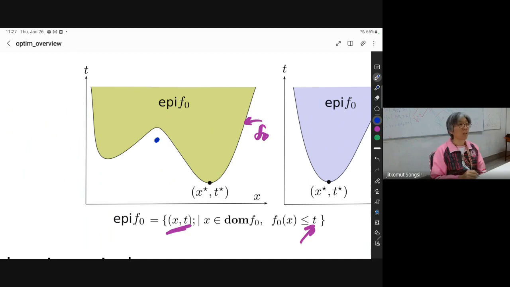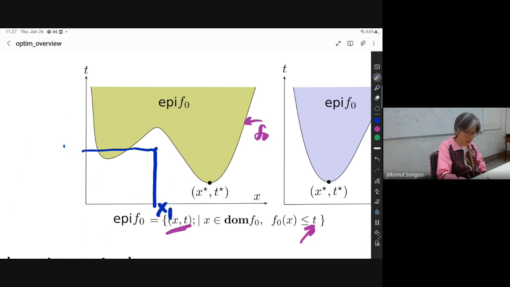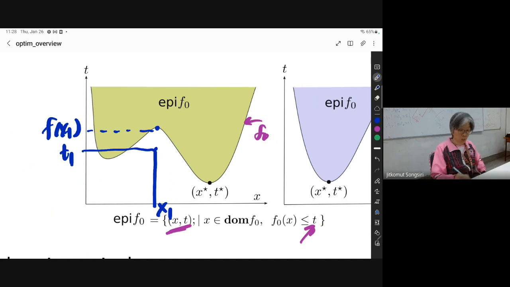This point is not in the epigraph of f, because the epigraph is a set of pairs x and t. At this coordinate, I call it x1 and t1. This is coordinate x1, this is coordinate t1. Where is my f(x1)? Here, right? My f(x1) is here, and it's greater than t1. So it doesn't satisfy this condition, so that point is not in my epigraph.